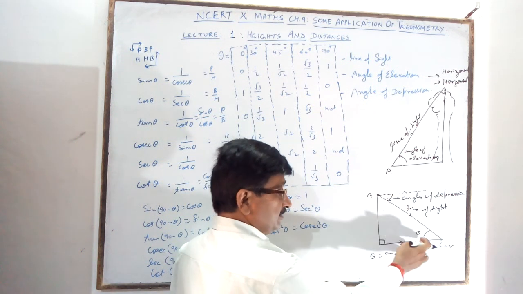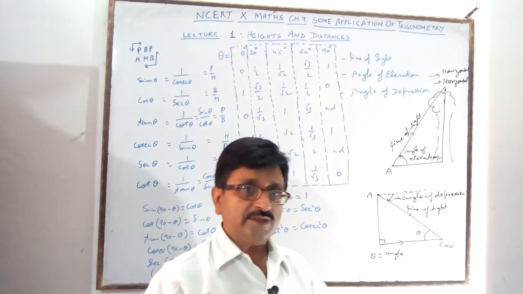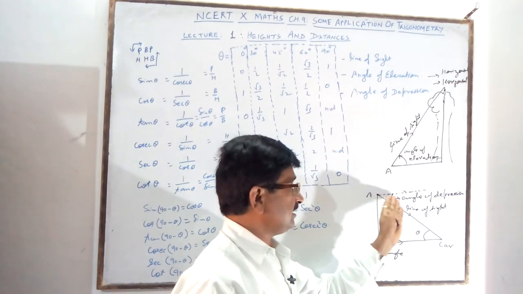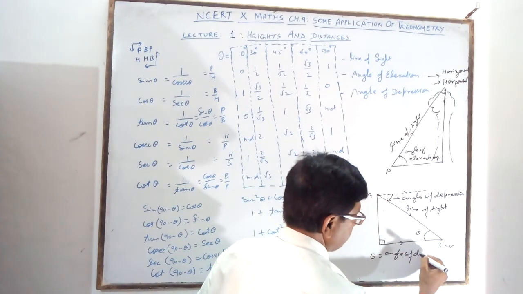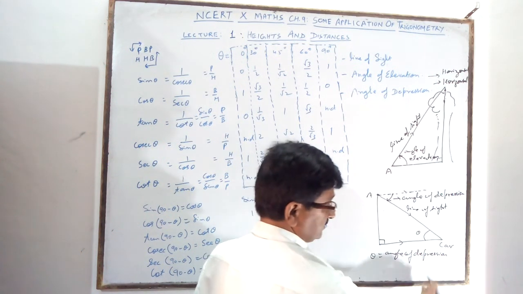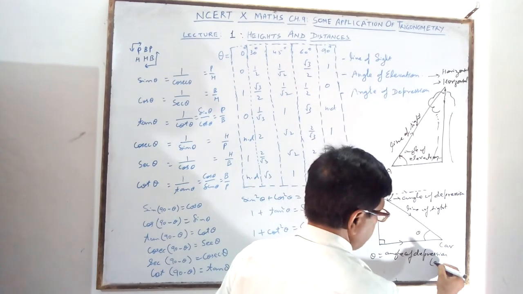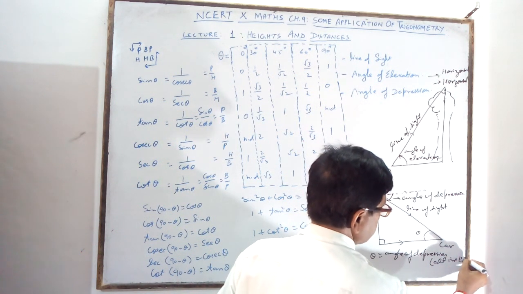So this angle will be equal to this according to the rule of parallel lines. We know that if a transversal intersects, then the alternate interior angles are equal. So the angle of depression will be theta in this case. The angle of depression is theta, which is called alternate interior angles. Calculation will be from here.